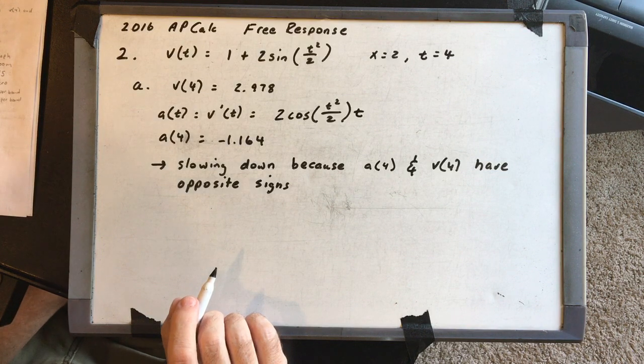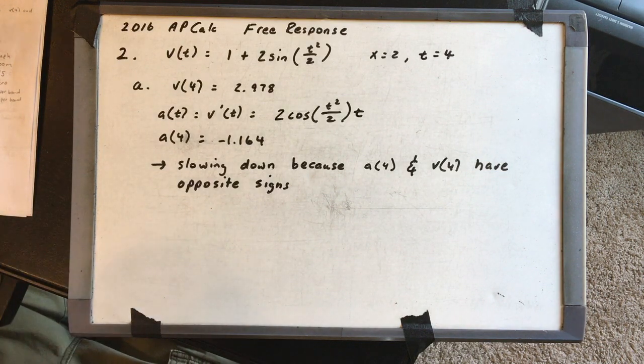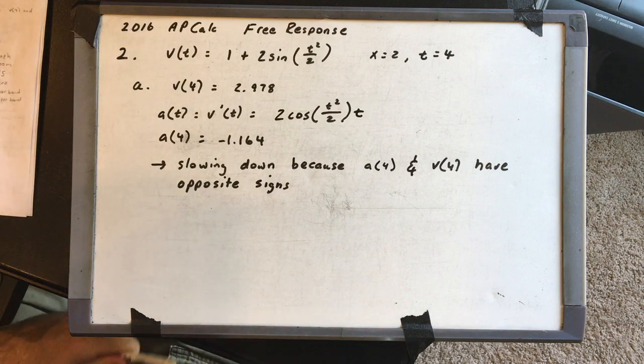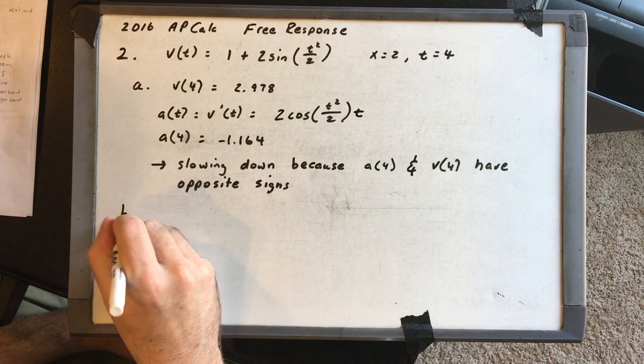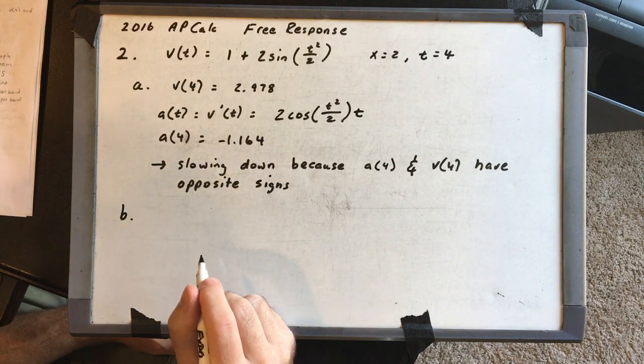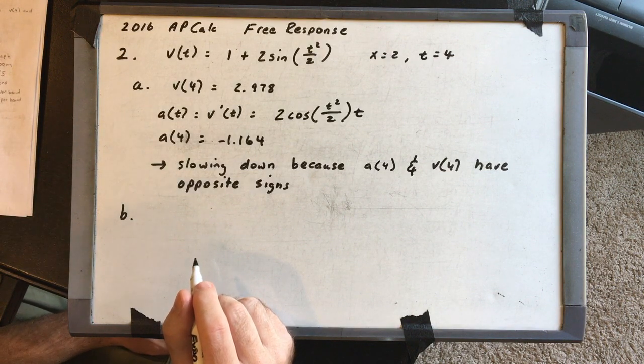Okay, so that kind of reminds you of physics chapter 1. Okay, that is part A. I think I can fit part B on this board. All right, part B says find all times t in the interval between 0 and 3 when the particle changes direction.